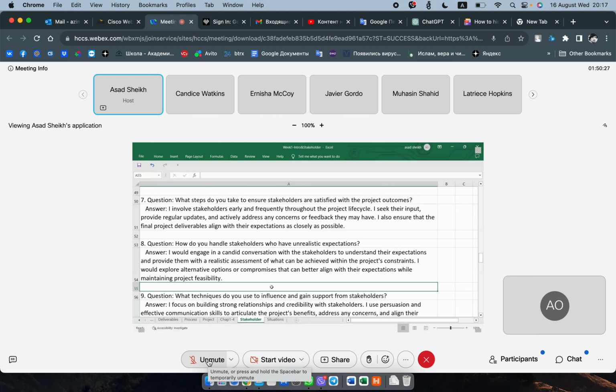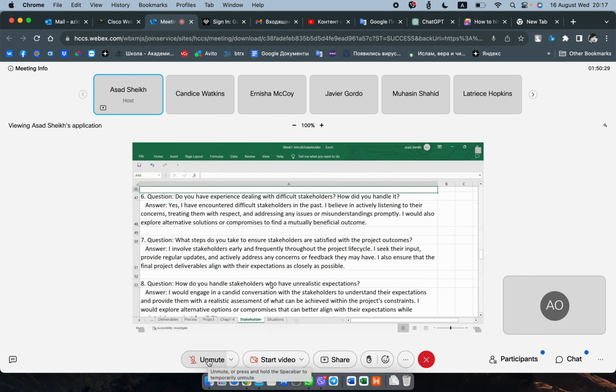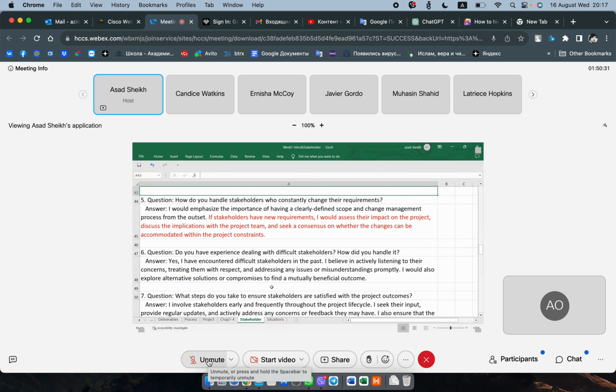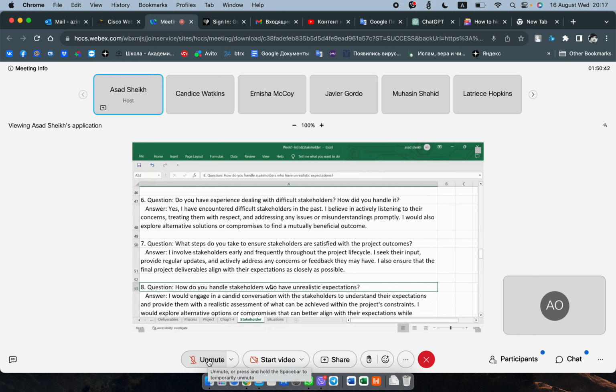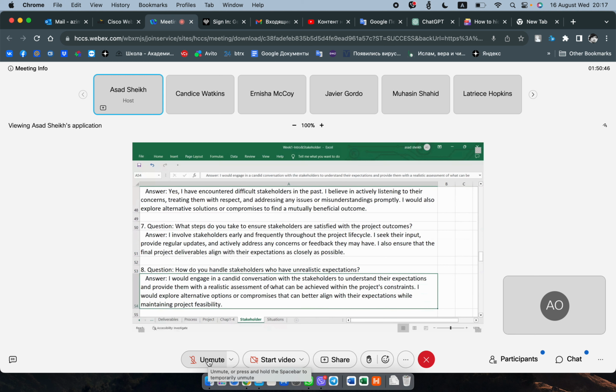The one above here was difficult stakeholders who constantly change their requirements. They keep changing their requirements, right? And this one here is unrealistic expectations. They want you to do something that doesn't make any sense at all. So how would you handle that one?